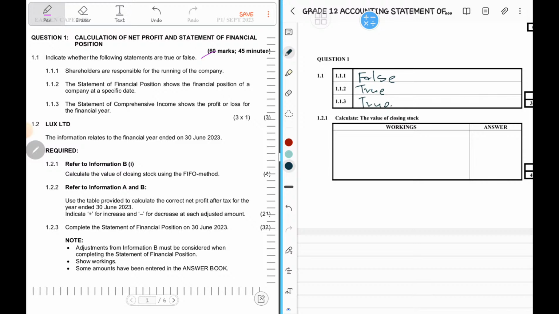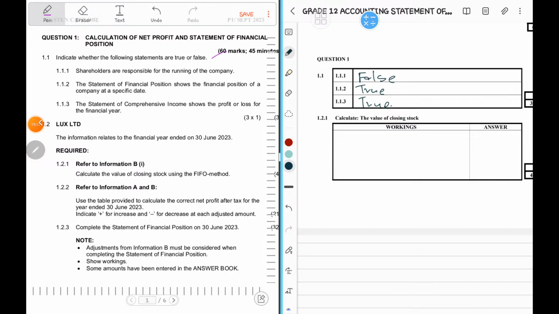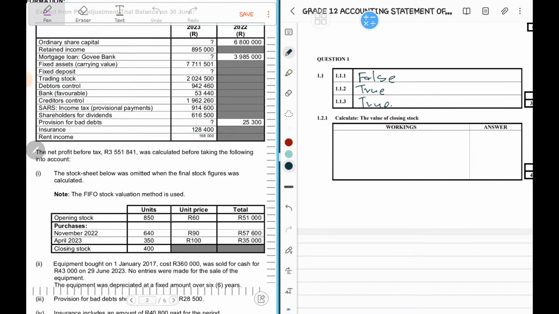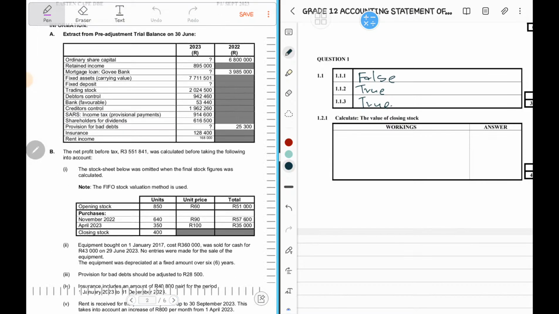Okay. And then now they are saying the information relates to the financial year ended on 30 June 2023. Then the name of the company is Lex Ltd. Okay. So the first requirement is that we are being required to calculate the closing stock. But before that, I just want us to go through the information before we can start answering the question.